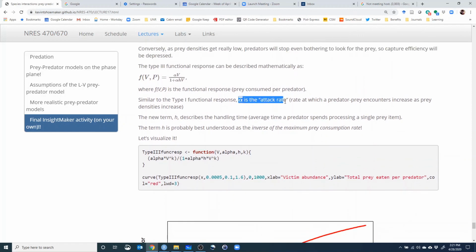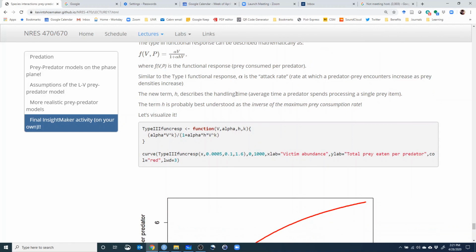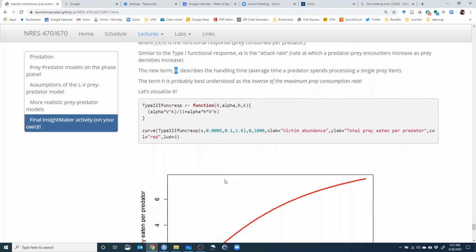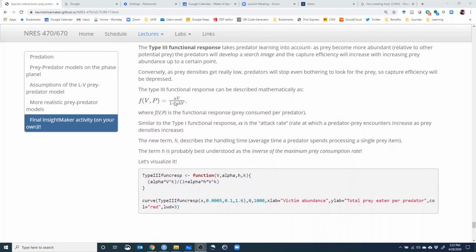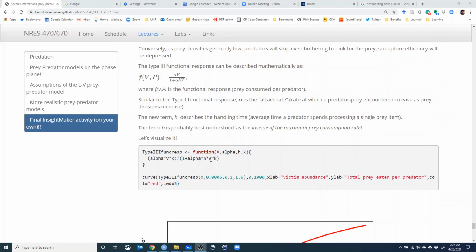So we still have an attack rate, which is analogous to the alpha from the type 1 functional response. We still have an H term representing handling time, or 1 over H representing the asymptote of the total prey eaten per predator. And I just realized that this equation didn't render right, but what we're doing here is raising the victim abundance to the kth power.